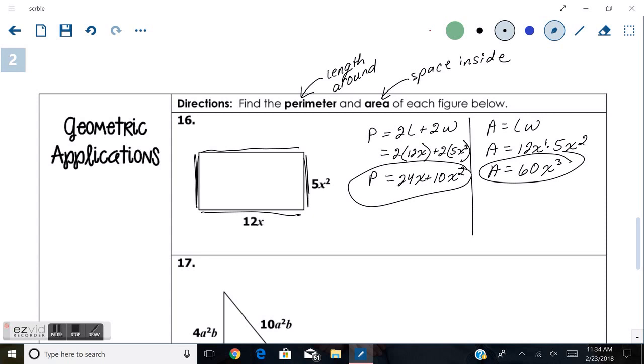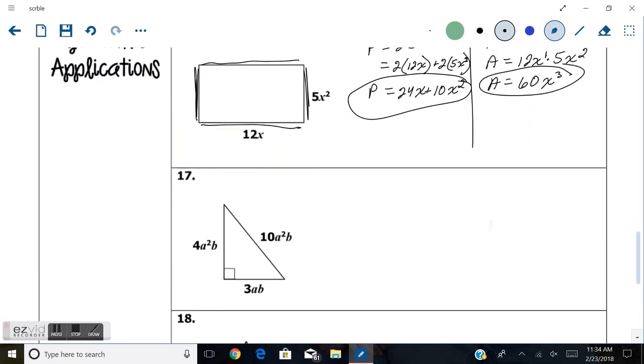Number 17. We have a triangle. Perimeter is the length around. So I'm going to add my three sides: 4a squared b plus 10a squared b plus 3ab. It doesn't matter which order I have those in.